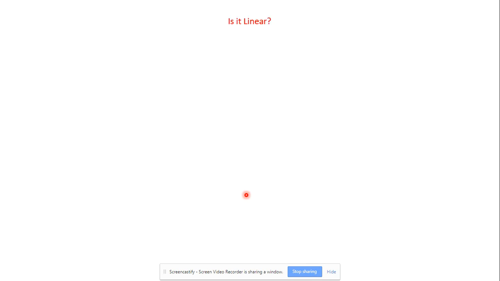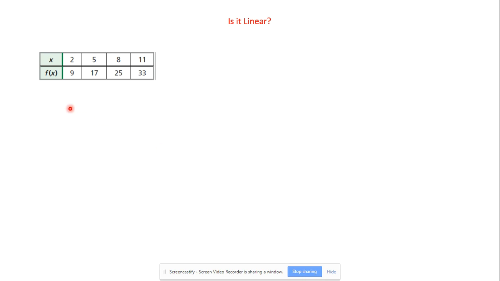So first we want to see, is it linear? So telling whether or not it's linear, we're going to be starting out with a table. Sometimes the tables can be sideways like this. They could also go up and down. It doesn't matter. What we're going to be looking for, though, is the distances between the x values and the distances between the y values, the f of x values.